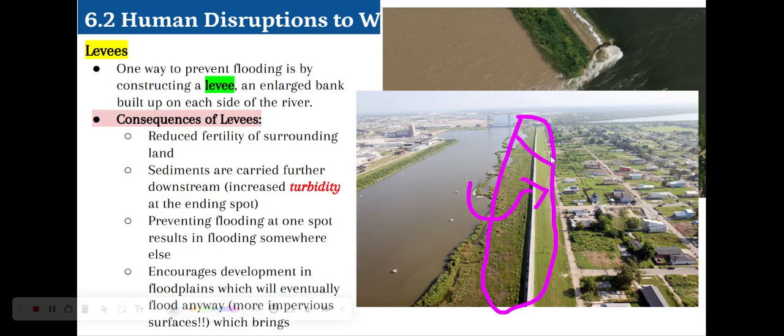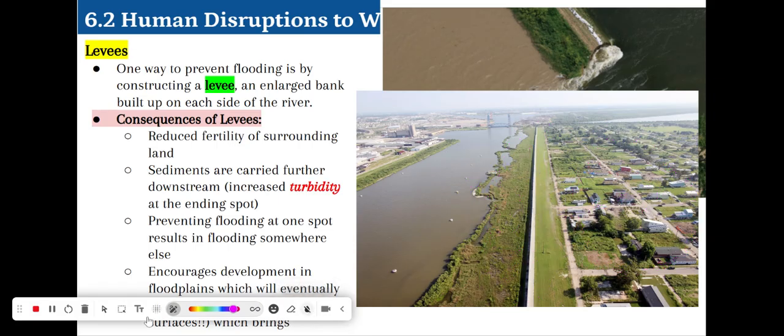So normally, if this wasn't here, all of the water could flood this area, but we don't want that because we want to build, because we want people in our capitalistic society. That's just what we want.